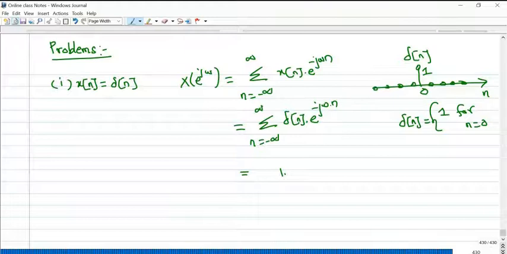Wherever the small n is there in the particular equation, you replace all the small n by 0. So e^(-jω·0). This is your result. So e^0 is 1, and the result is 1. So the DTFT of δ[n].